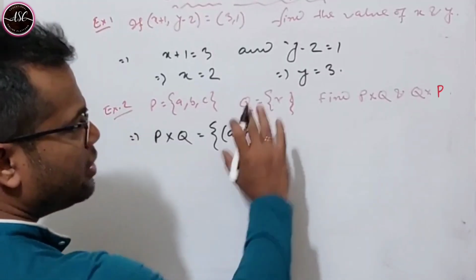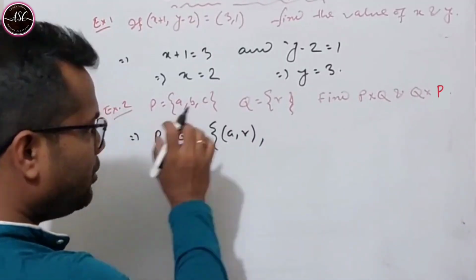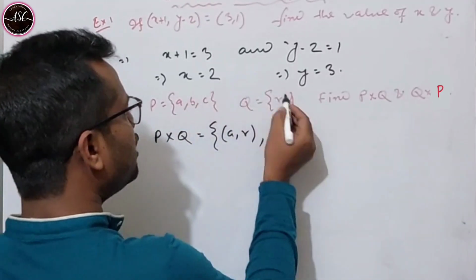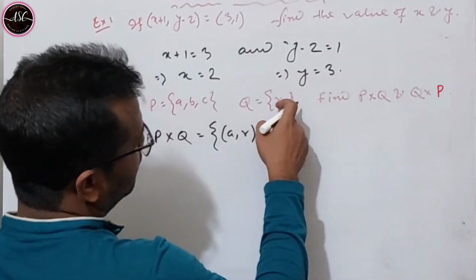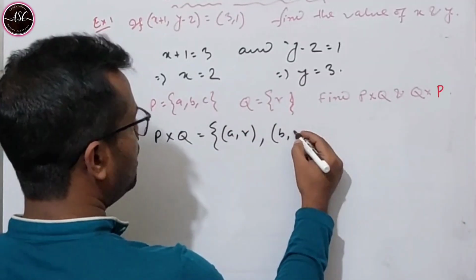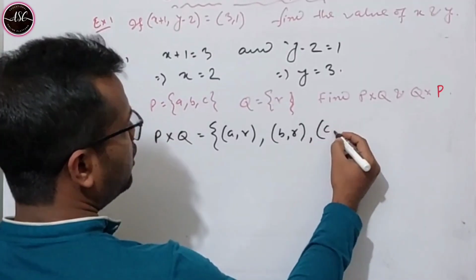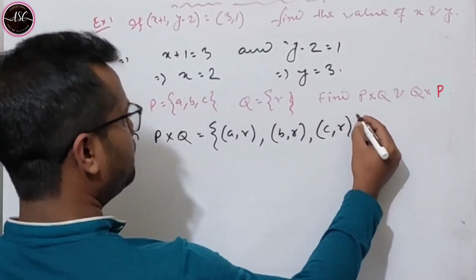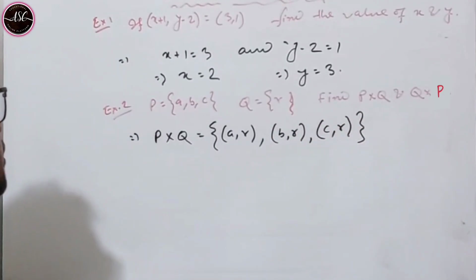Okay. There is no other element in the second set, so the first element's work is completed. Then the second element with the first element of the second set, so this will be (b, r). Then the third element with r, (c, r). Okay. This is P cross Q.